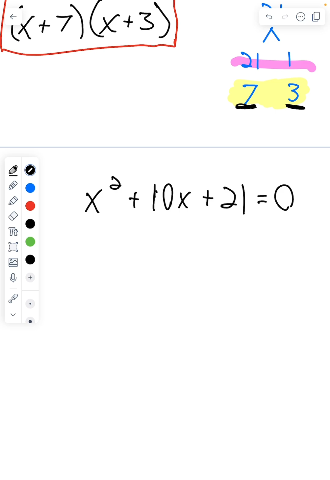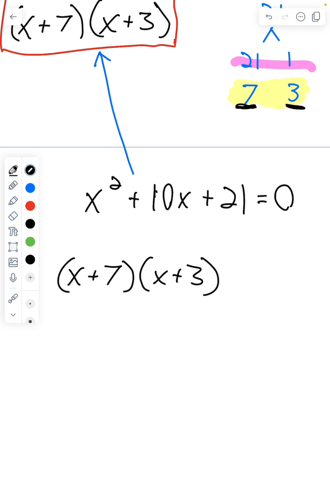Okay, why? Well, let's take a look. We already factored this, and we got x plus 7 and x plus 3. So let's go ahead and write that. X plus 7 and x plus 3. And we know already that all of this factored is this. So this whole thing here is the exact same thing as all of this. Okay, so then we'll just finish here and say it equals 0.